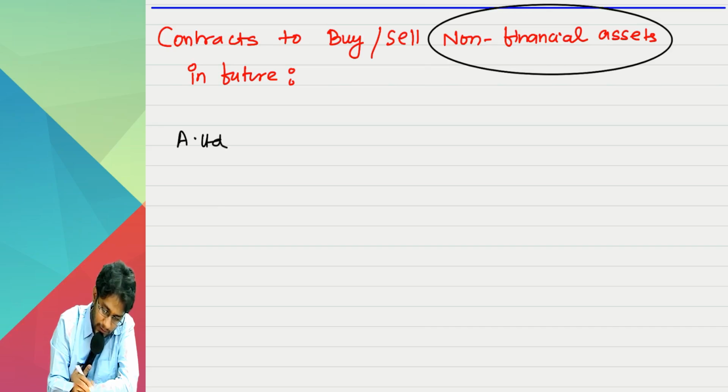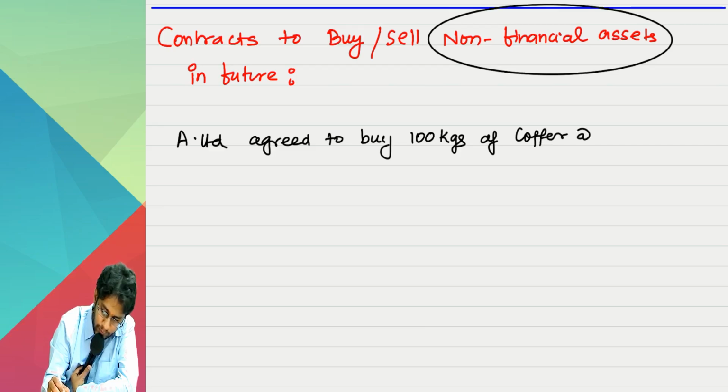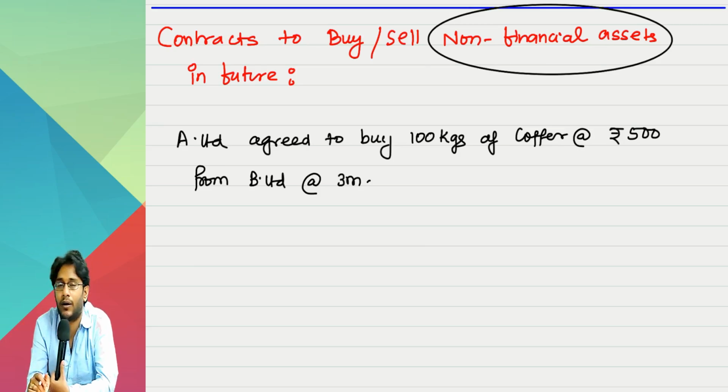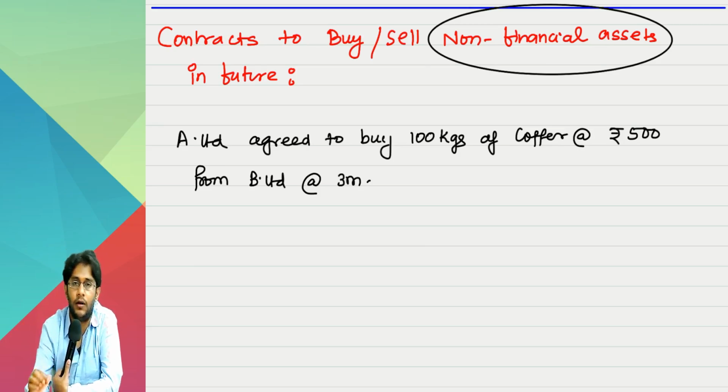Sir, A Limited agreed to buy 100 kgs of copper at rupees 500 from B Limited at 3 months time. This is a basic contract. Tell me, ma'am, do you agree that it is a forward contract?